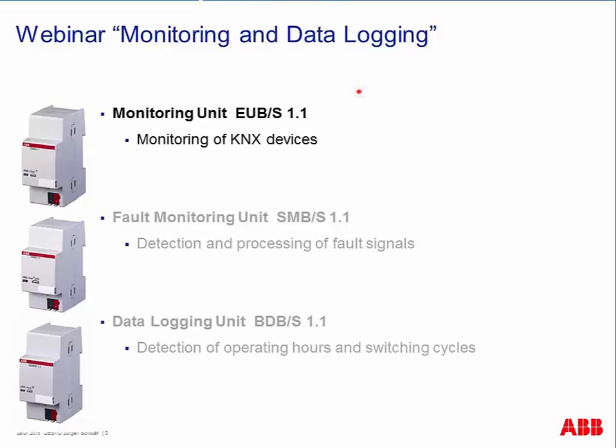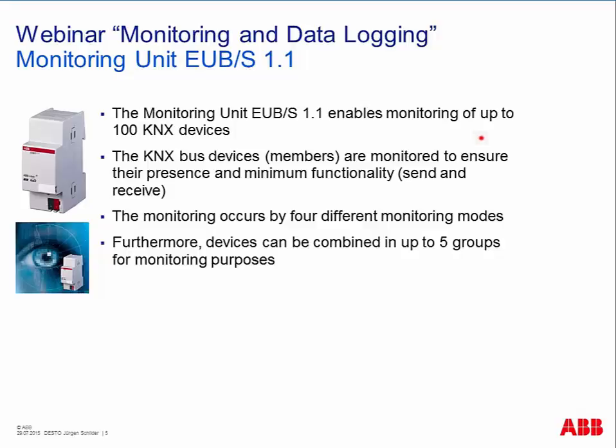We will start with the monitoring unit, EUB. This device is for monitoring of up to 100 KNX devices in one KNX installation. And what will be monitored? The devices, whether they are still existing, and we can also monitor, let's say, minimum functionality, whether the components can send or receive telegrams, whether they can communicate.